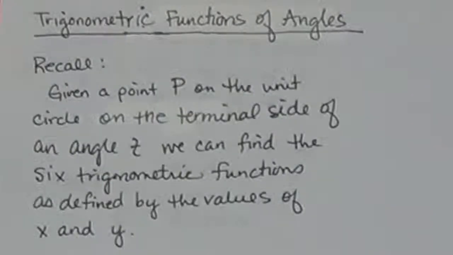In this next video, we're going to look at trigonometric functions of angles. So to begin, we're going to recall, given a point P on the unit circle, on the terminal side of an angle t, we find the six trigonometric functions as defined by the values of x and y. So if you recall from the unit circle, sine of t would be y, cosine of t would be x, tangent of t is y over x, etc.